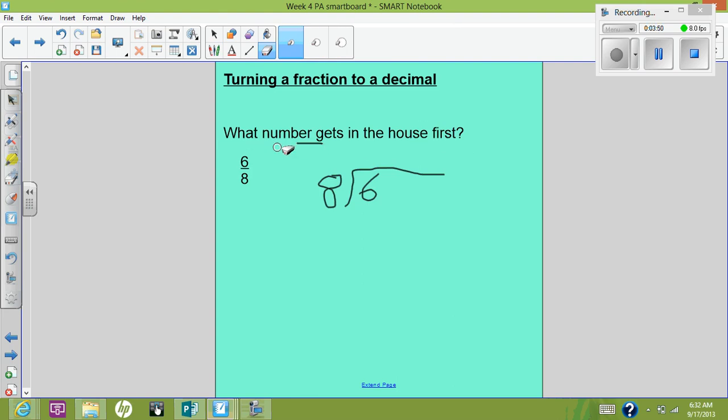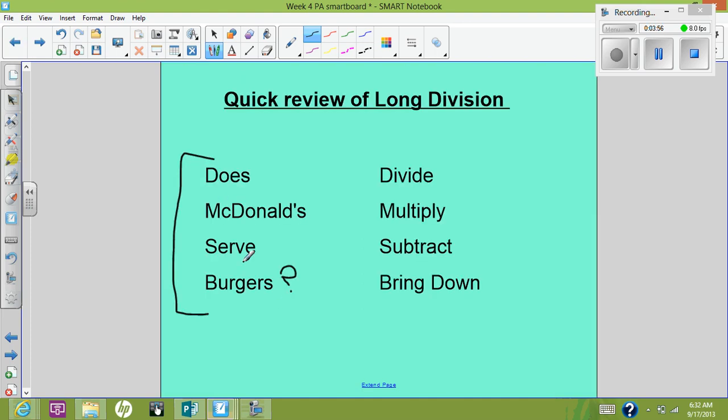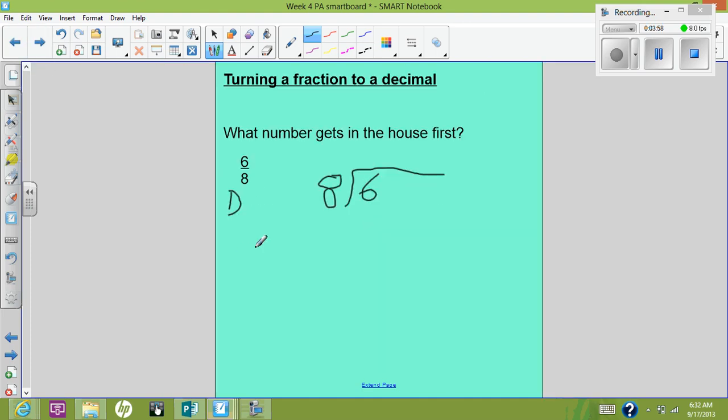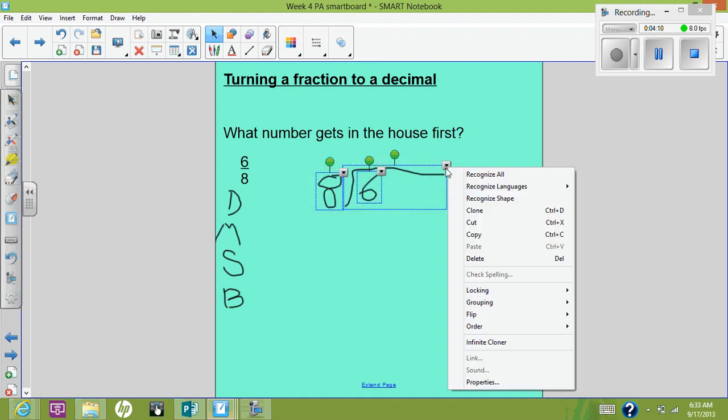Okay, I would write down the letters from our little memory device back here. Does McDonald's serve burgers? Write down the letters on the side of your paper. Does McDonald's serve burgers? To help us through this process of the long division, because that's going to be our reminder.